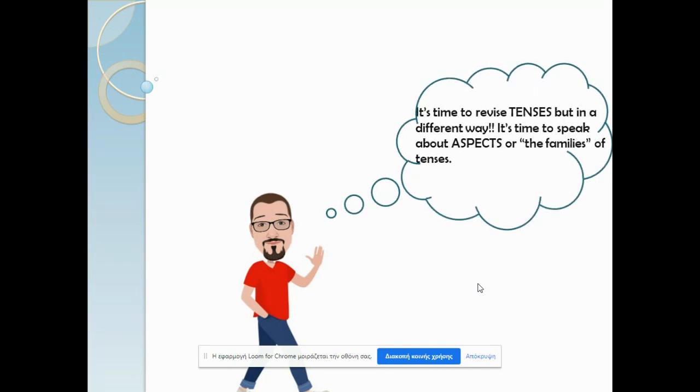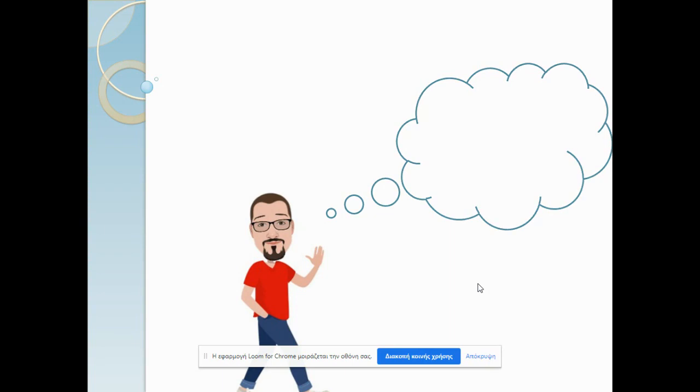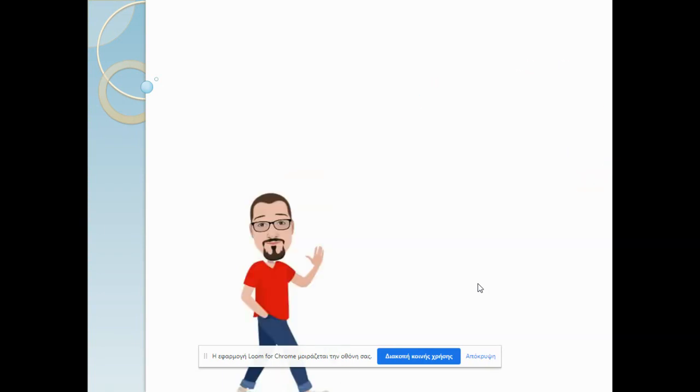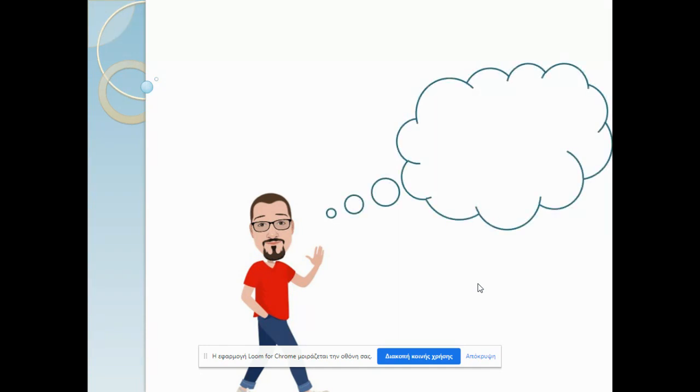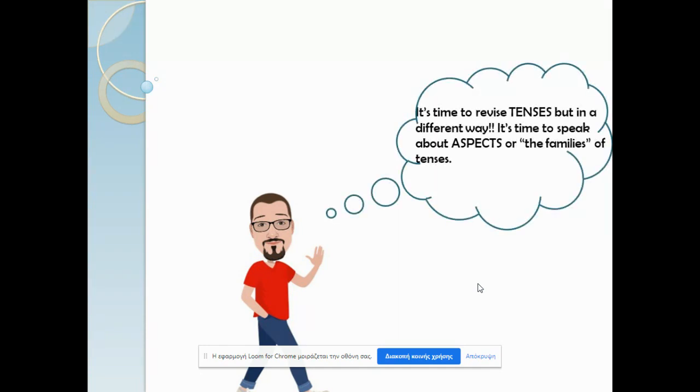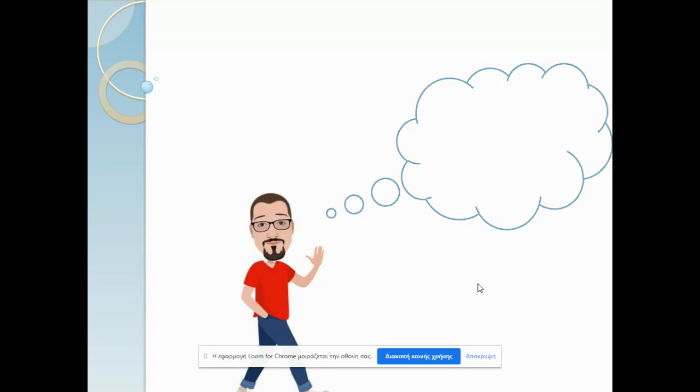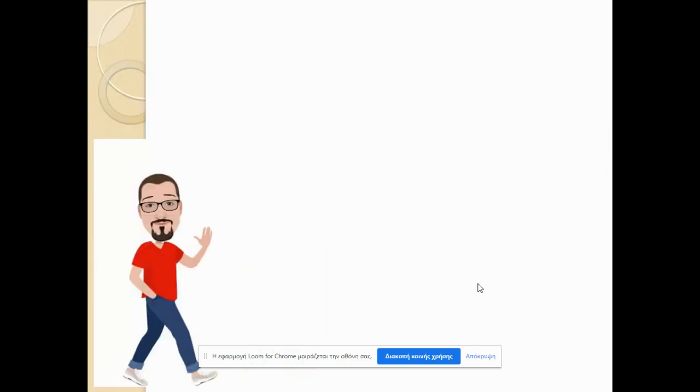It's time to revise tenses, but in a different way. And what's that different way? It's time to speak about aspects, or the families of tenses. I like speaking about aspects because this is a way to group tenses instead of studying them one by one separately, because in fact tenses belong to families and they share common features.